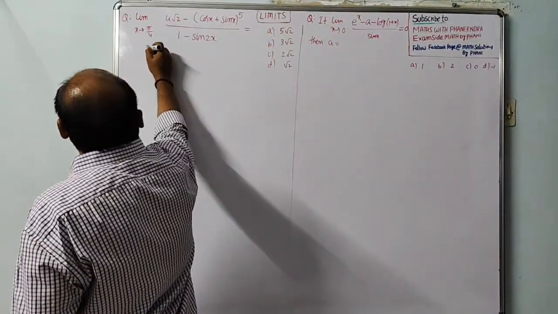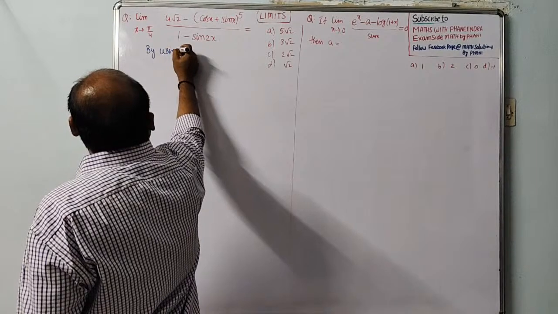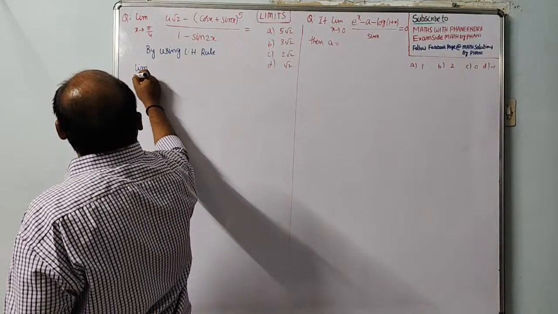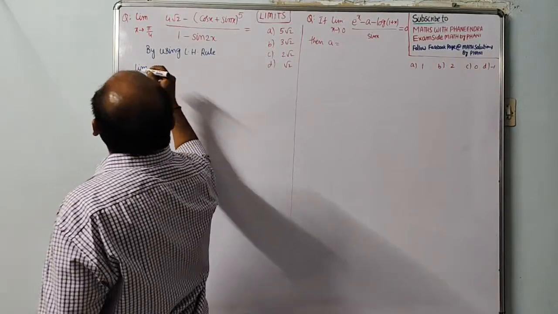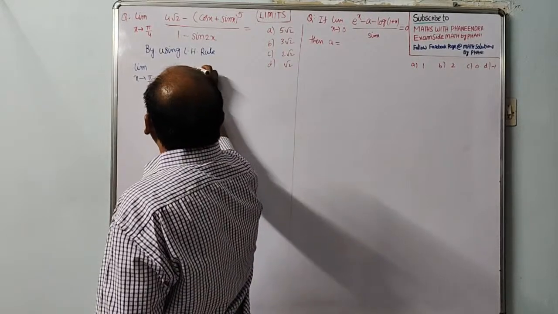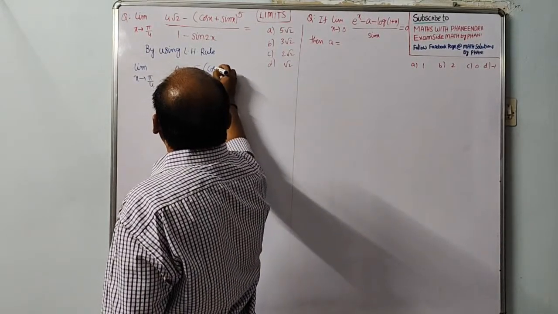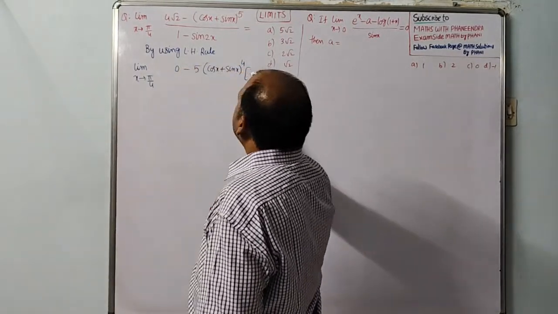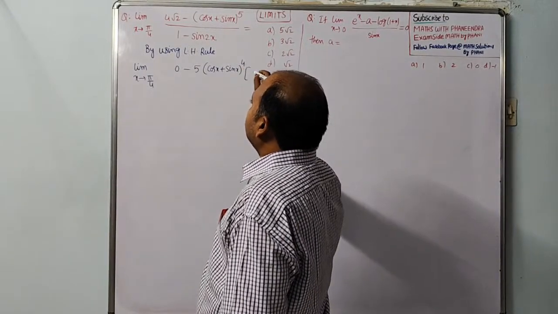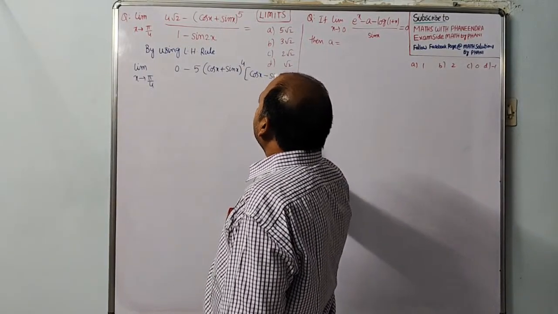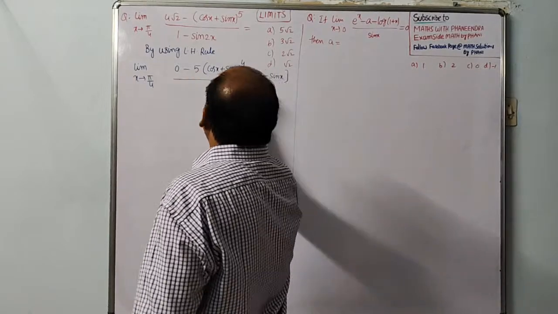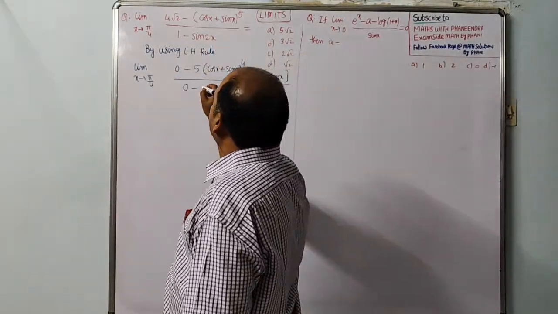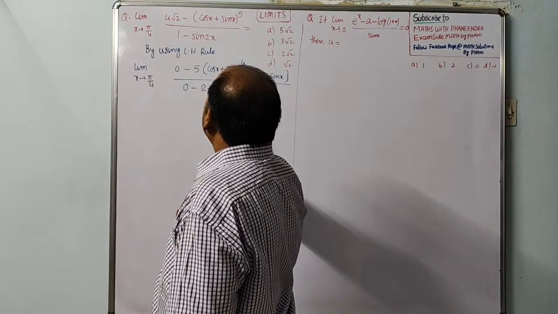So by using L'Hospital rule, what comes? Limit x tends to pi by 4, constant derivative 0, minus 5 into cos x plus sin x whole power 4. Cos x derivative is minus sin x and sin x derivative is cos x. So can we write cos x minus sin x? Divided by 0 minus, constant derivative 0, minus sin 2x derivative is 2 cos 2x.